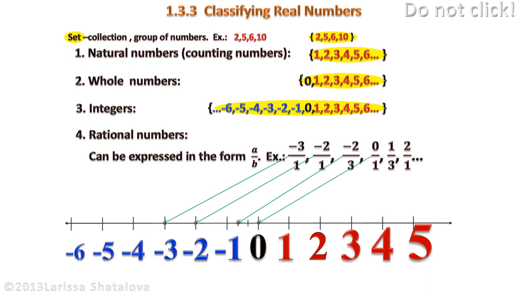Number 0. 0 over 1 is just a 0. Fraction 1 over 3, we have to divide 1 unit into 3 and take 1 piece. Number 2. 2 over 1, and it's just a 2. Now you can see that numbers can belong to more than one classification group.